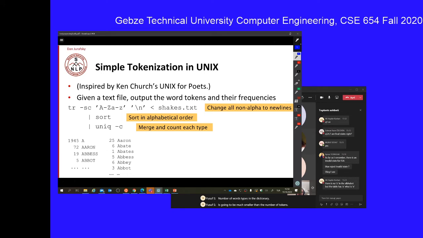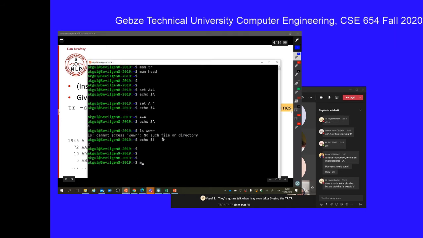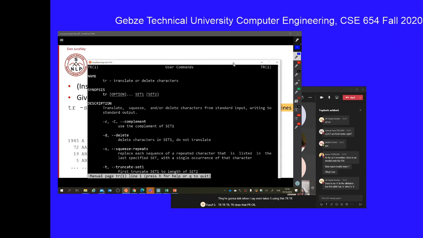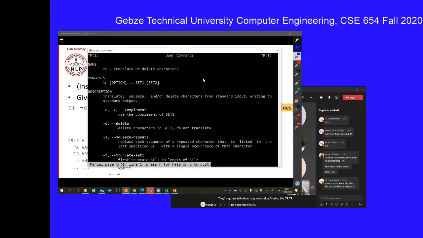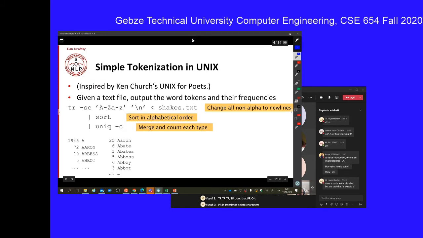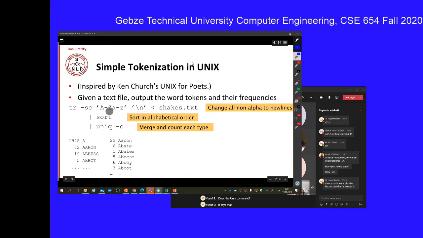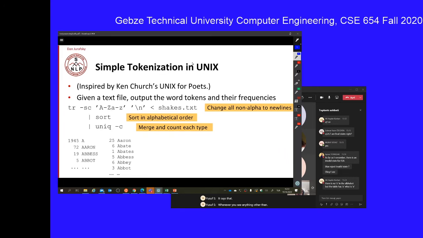Good. Let's look at these Unix tools and do some simple tokenization. We are going to tokenize a given text file using this tr. Tr does that. Tr, okay. Tr is translate or delete characters. That's the Unix command. It says that whenever you see anything other than these characters, from A to Z, small case and uppercase, replace them with a new line.